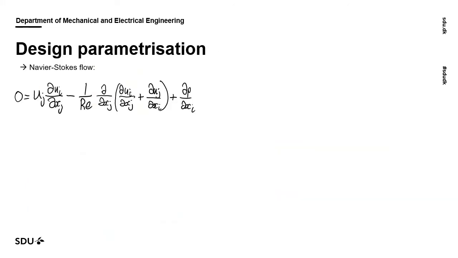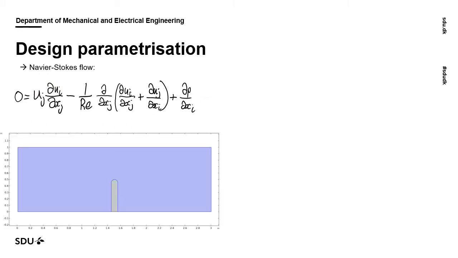The way we do our design parametrization is a little bit different than you would normally do in, for instance, shape optimization. We start with Navier-Stokes flow. Here we have it in non-dimensional form. Usually we would define our computational domain as a fluid domain and a solid domain, and our Navier-Stokes equations are then only applicable in the fluid domain and not in the solid domain.